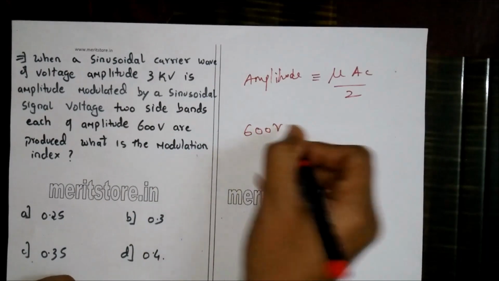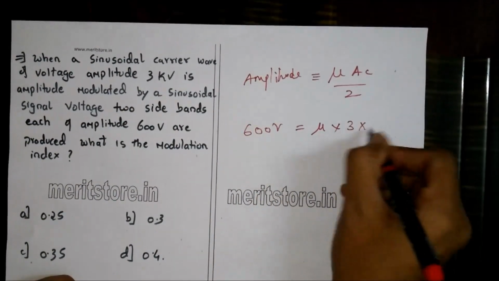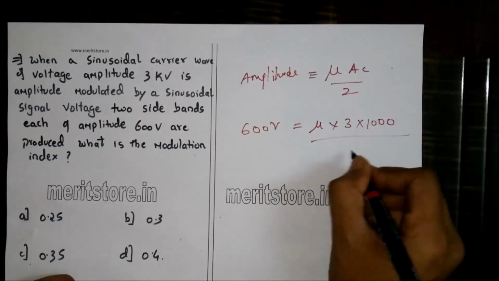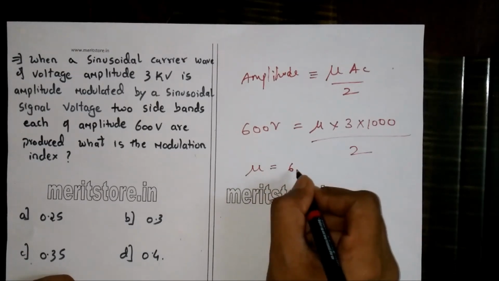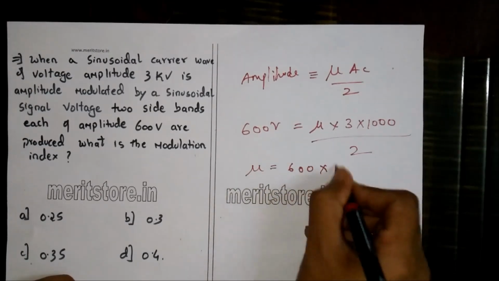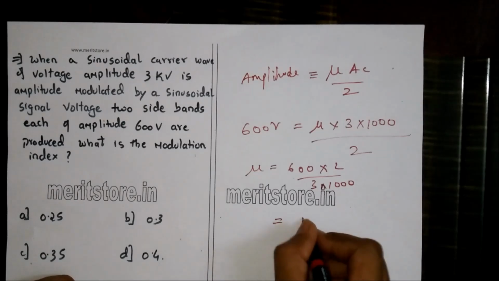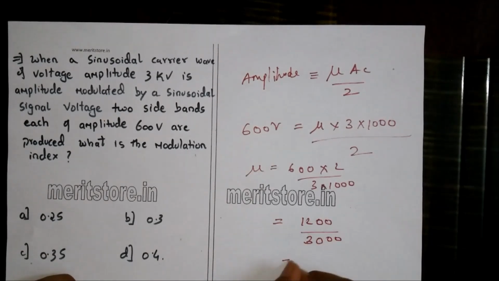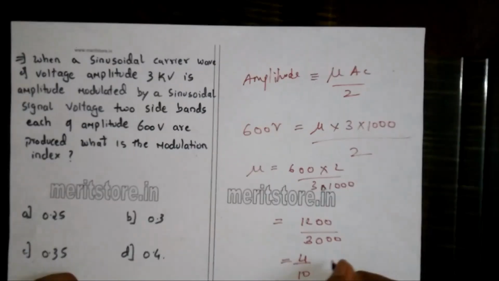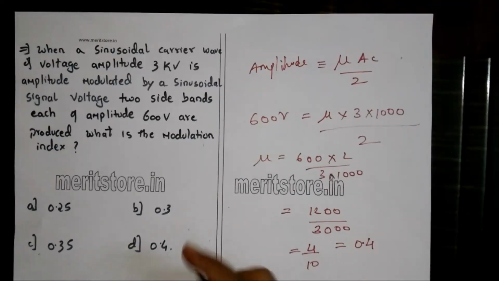Now the amplitude of each sideband is given as 600. So 600 volts is equal to mu into AC, which is 3 kilovolt, which is 3 into 1000 volts, upon 2. Now we have to find the value of mu. So mu will be equal to 600 into 2 upon 3 into 1000, which will be equal to 1200 upon 3000, which will be equal to 4 upon 10, which will be equal to 0.4. So the correct answer is option D.